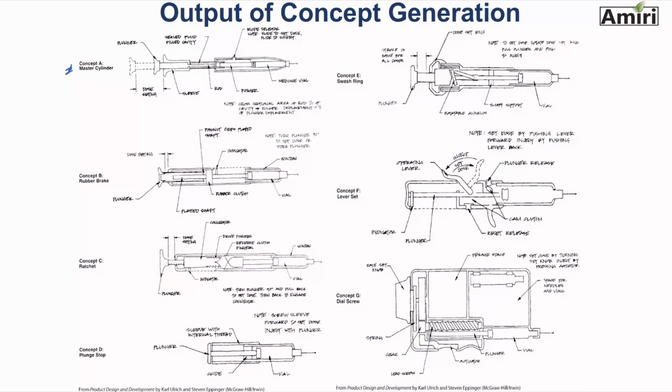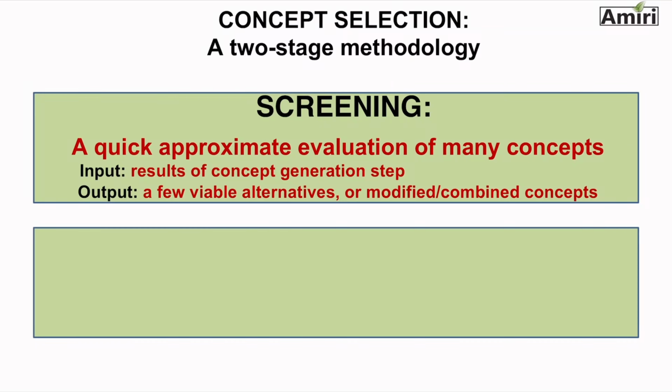When we look at each of these concepts, although the sketches are relatively easy, you still have information pointed out with leader lines that tells you what the function or what some of the parts of each concept are. So the goal is to select one final concept from this pool of concepts. We mentioned it's a two-stage process. Concept screening is the first step, and then concept scoring.